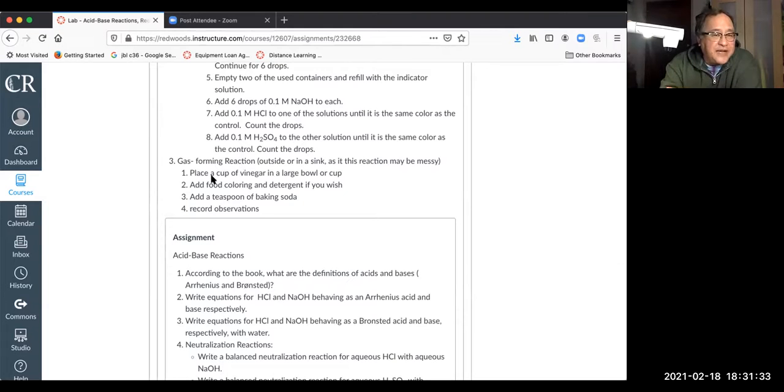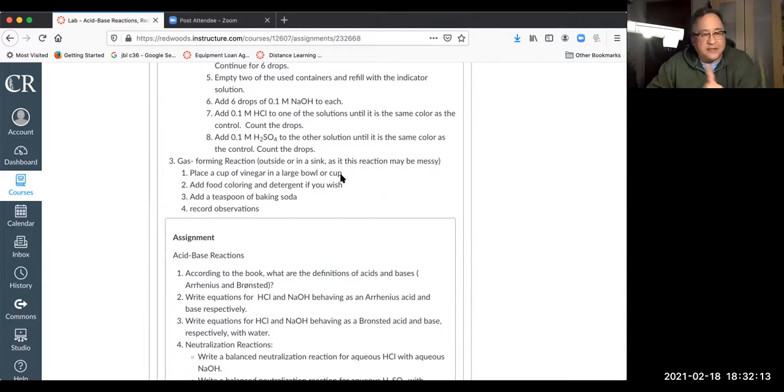So here I have, place a cup of vinegar in a large bowl or cup. When I say large bowl, I mean huge, like a pot that you would boil spaghetti noodles in. You with me? If you do put it in a smaller cup or smaller bowl, put that inside the large pot, because this thing's going to boil over. And you want to catch all the liquid. Otherwise, it's going to be messy. You with me? So you put a cup of vinegar into something.